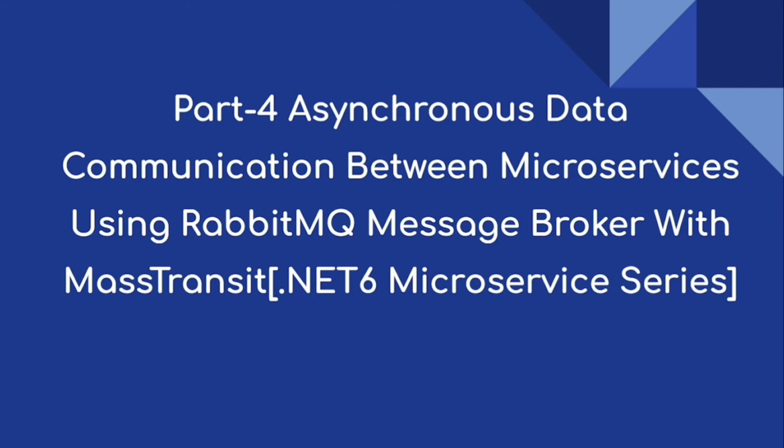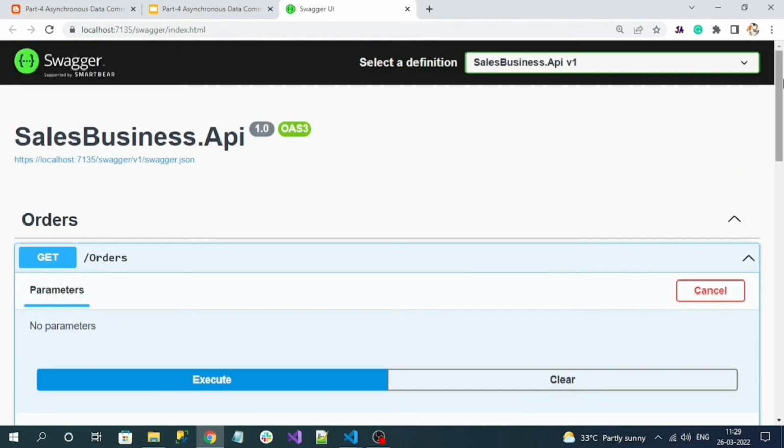Okay, so the main theme is how we can asynchronously communicate between our two microservice applications with the help of a message broker like RabbitMQ. If you recall our previous video, we created a microservice application, SalesBusiness.API.